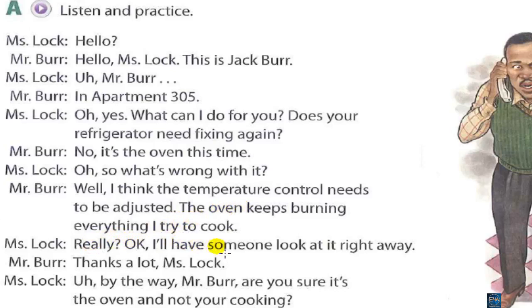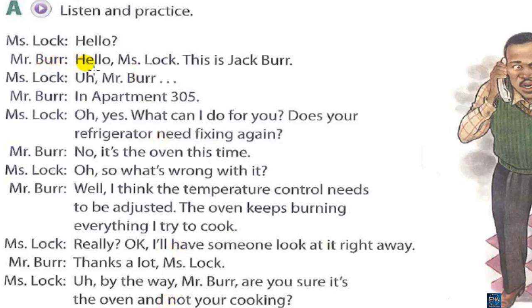Really? Okay. I'll have someone look at it right away. Thanks a lot, Ms. Locke. Thank you very much. By the way, Mr. Burr, are you sure it's the oven and not your cooking? Are you sure that the problem is in the oven of the cooker, or it's your way of cooking? Like you leave, for example, your food in the oven for a long time.